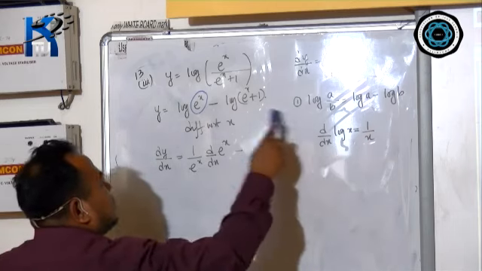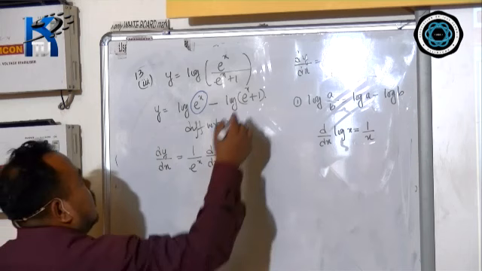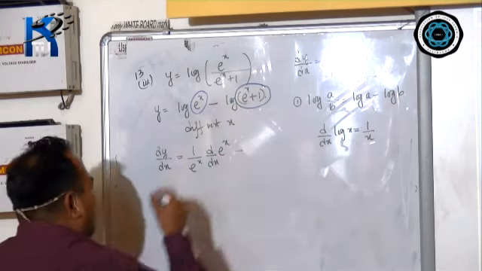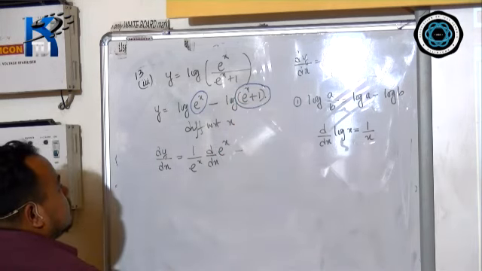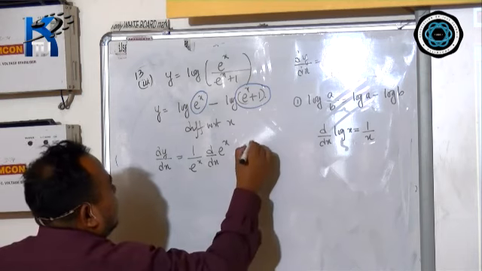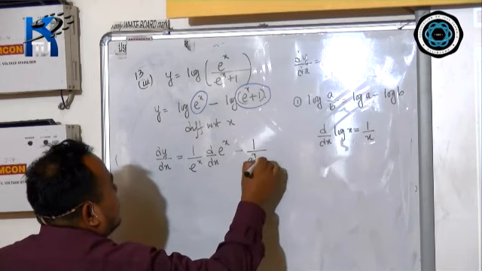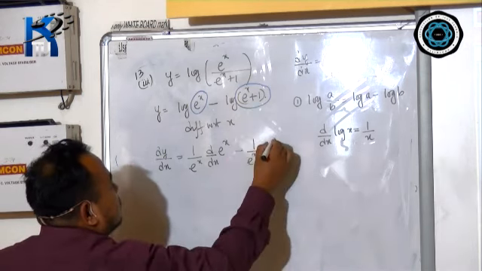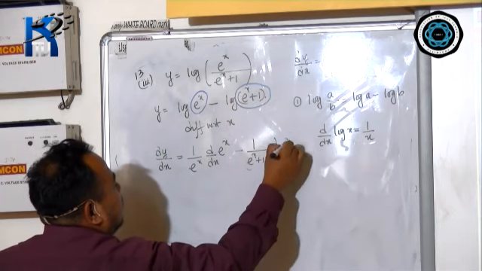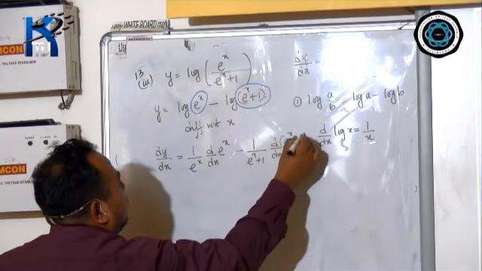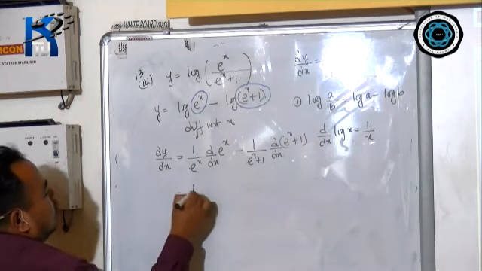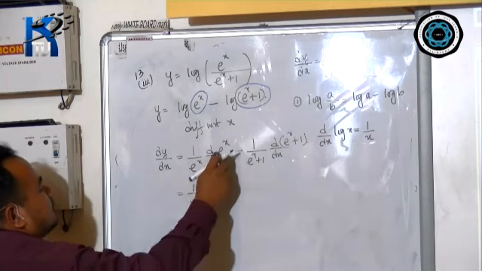Log should be with x, but this is e to the power x plus 1. So, again we assume this part also as x. So, what's the differential of log x? Again it is 1 by x, but this is just an assumption. So, d by dx of e to the power x plus 1. Next, 1 by e to the power x as it is. What's the differentiation of e to the power x?